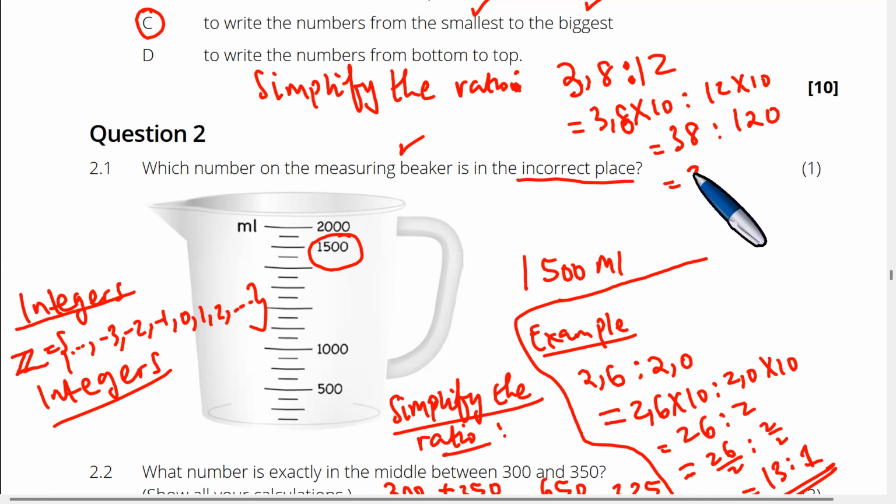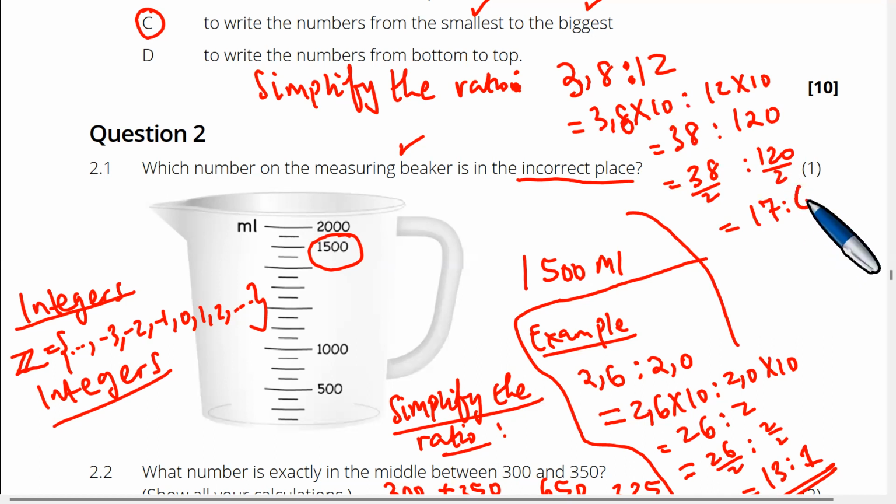So you can divide 38 by 2, and you can divide 120 by 2. What is 38 divided by 2, for example? It is 19. 120 divided by 2 is what? It's 60. So it is 19 to 60. That is the simplified ratio. Okay, so we are practicing and learning more mathematics.